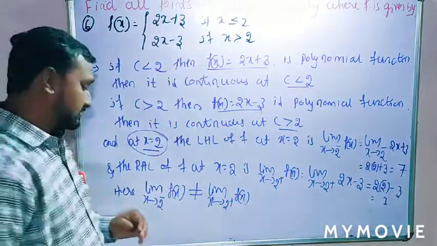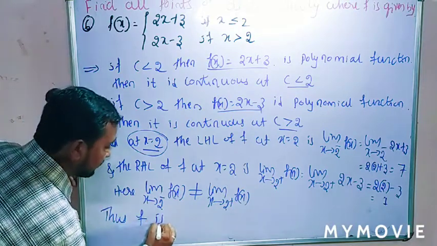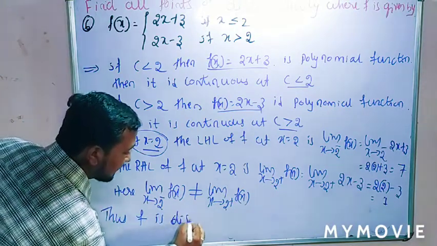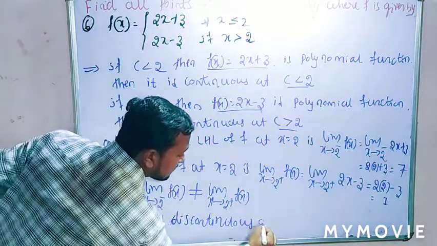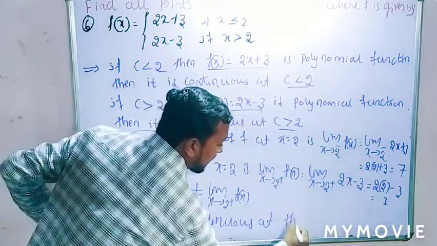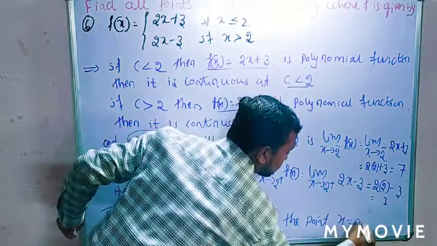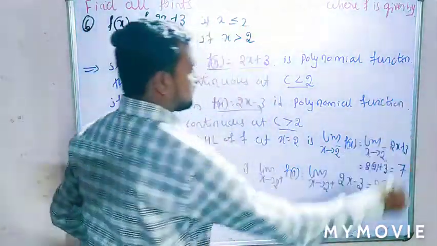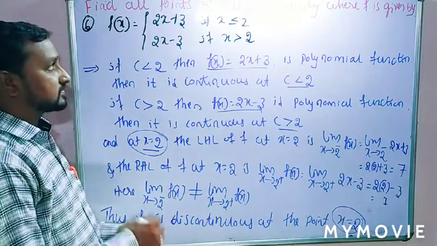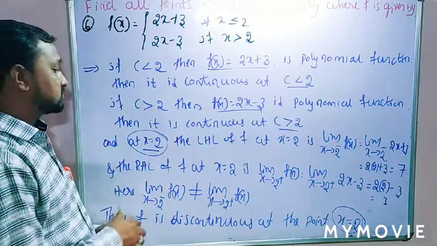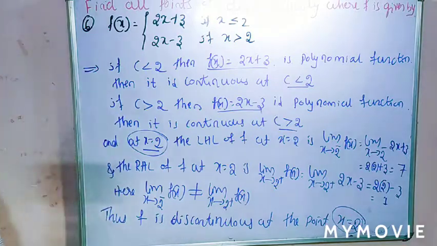Thus the function is discontinuous at the only point x equal to 2. This is your point. Thus f is discontinuous at the point x equal to 2. This is the procedure for this example. Okay, students, see that this is the example showing this method. Write this example.